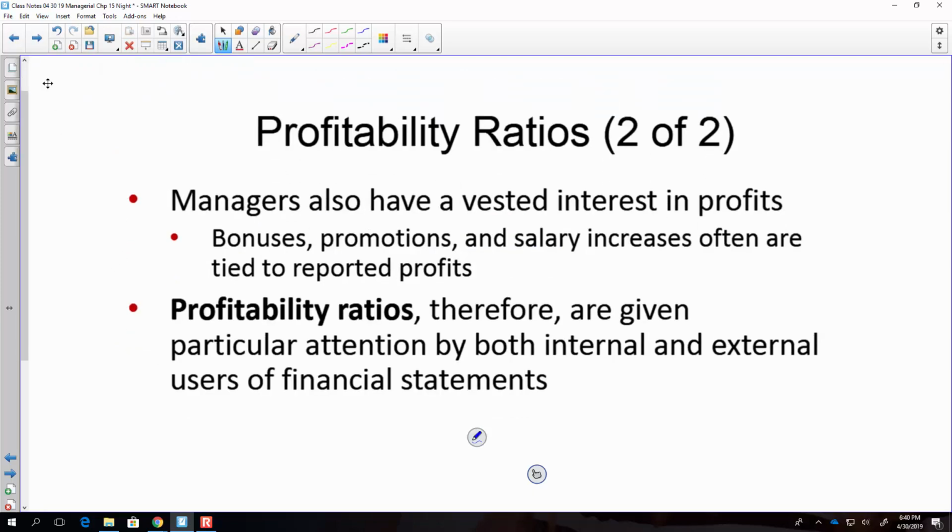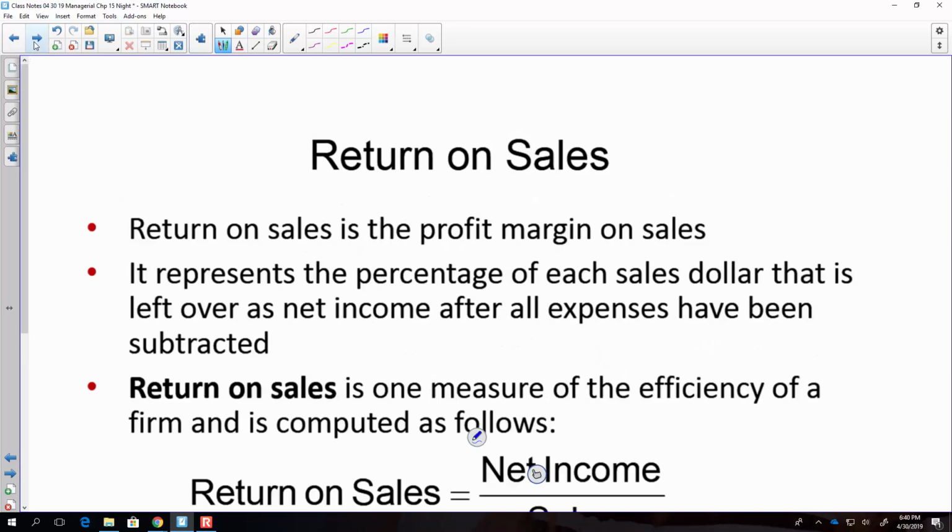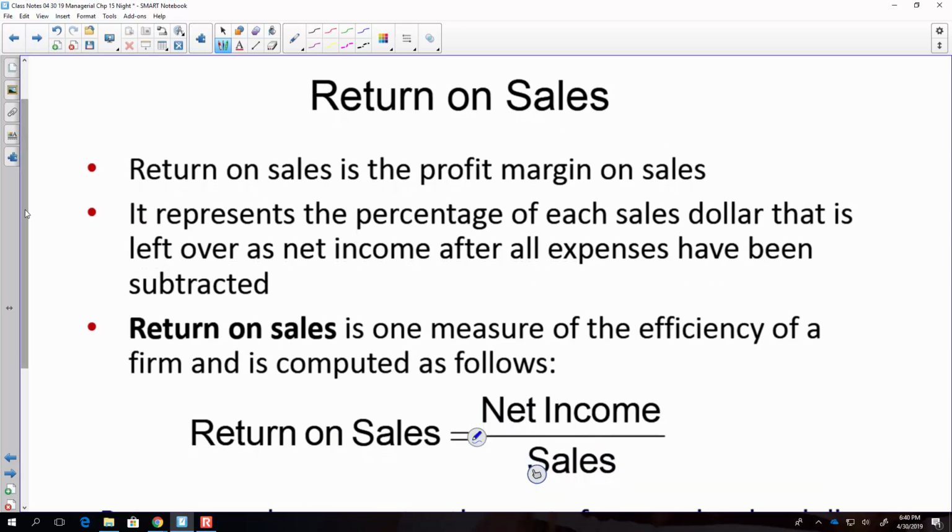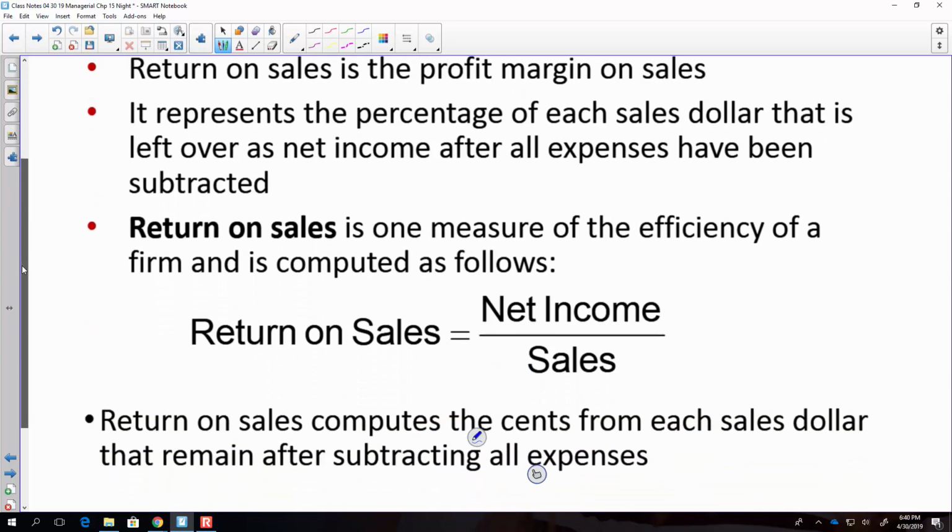So let's see what we have. Our first one here is called return on sales. Again, a very simple computation. Net income divided by sales. How much money are we making on every sales dollar is basically what it is. So here's that computation. What in cents do we make on every dollar of sales?